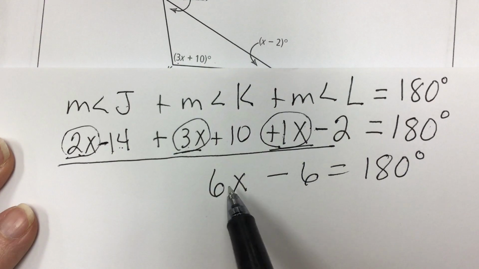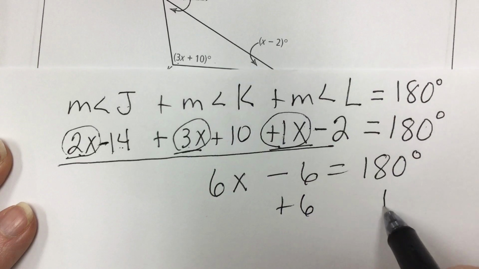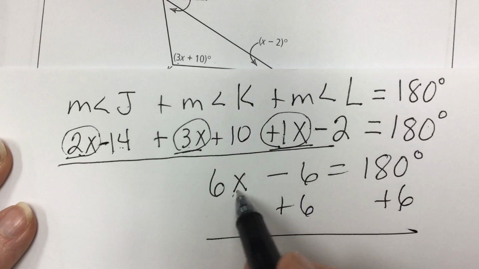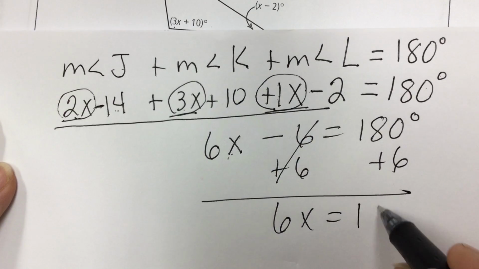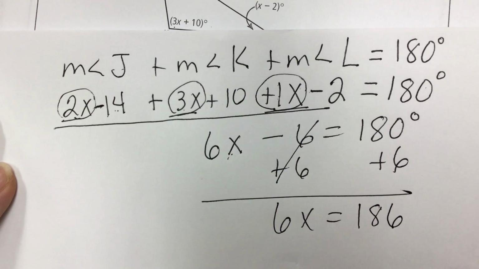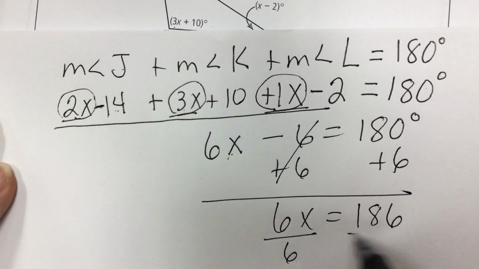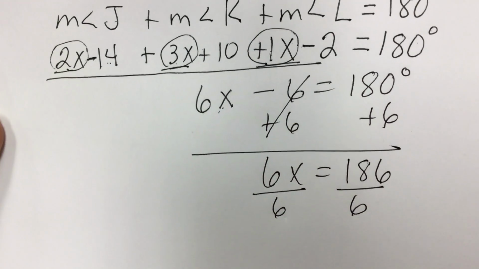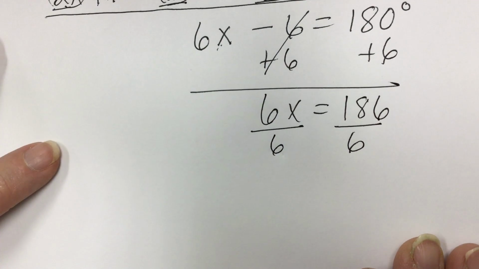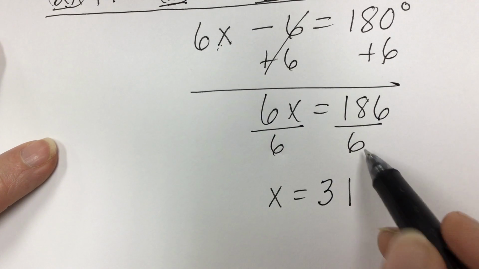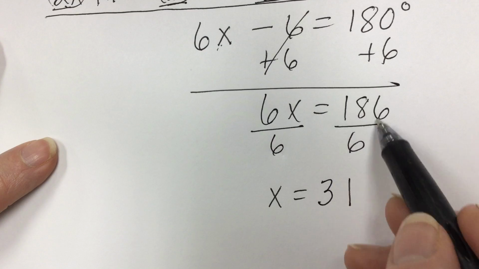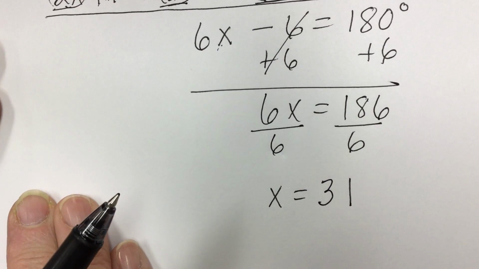Continue solving for x. Add 6 to both sides. You want to get the variable by itself. The 6's cancel. You get 6x equals 186. Last, divide both sides by 6. Solving for x, divide both sides by 6. So x is equal to 31. 6 divides into 186 31 times.